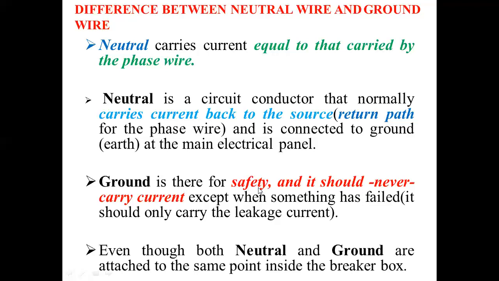The ground is used for safety and it should never carry current except when something has failed. Only under abnormal conditions does the earth or ground wire carry electrical current. Otherwise, there is no current flowing to the ground continuously. Only the leakage current flows under faulty conditions, even though both neutral and ground are attached to the same point inside the breaker box.